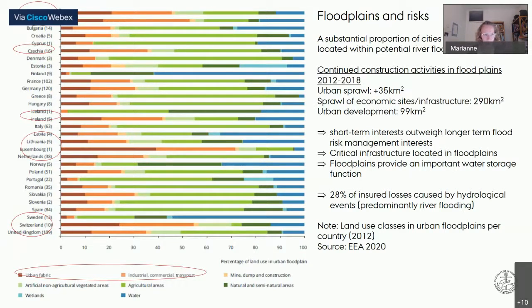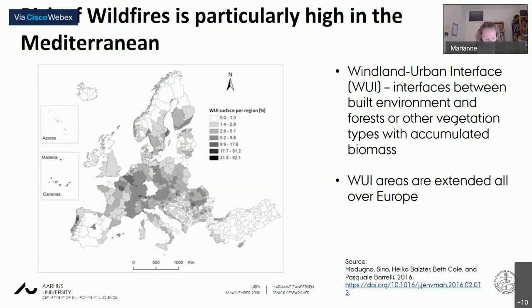Now, I would like to move to the risk of wildfires, which is particularly high in the Mediterranean. What I talked about before is the wildland-urban interface. That's the interface between the built environment and forests or other vegetation types with accumulated biomass.